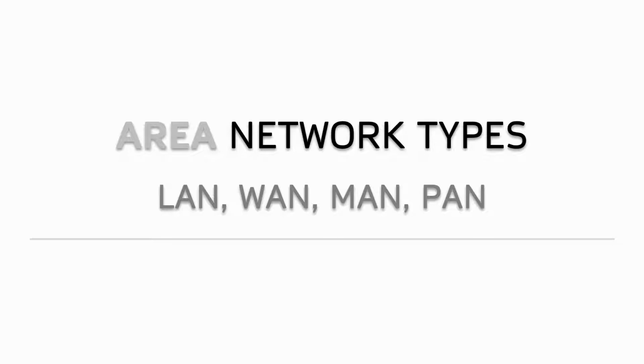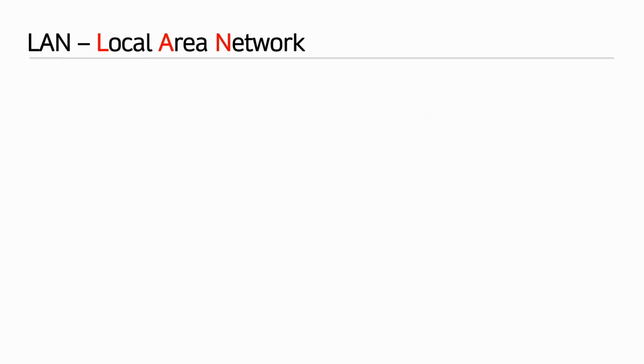In this short video, I'm going to try to explain the differences between four main types of networks. Let's start with LAN, the one that is most important and well known. LAN stands for Local Area Network, and as the name indicates, it connects different devices in a single limited area.